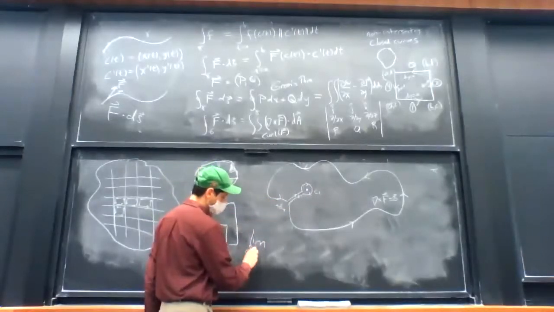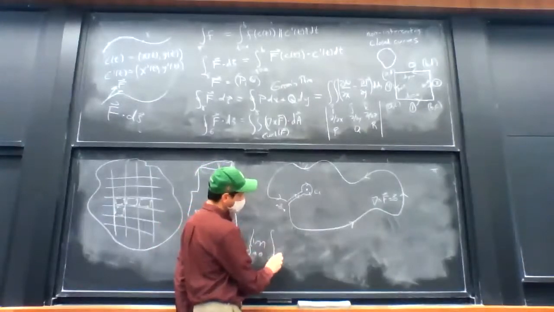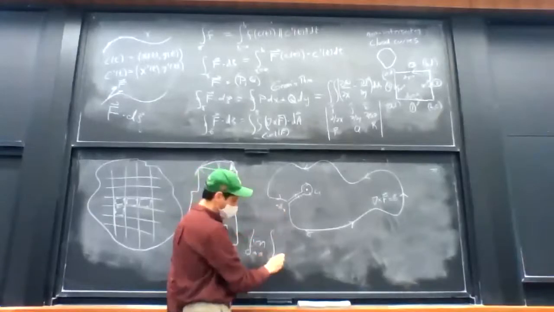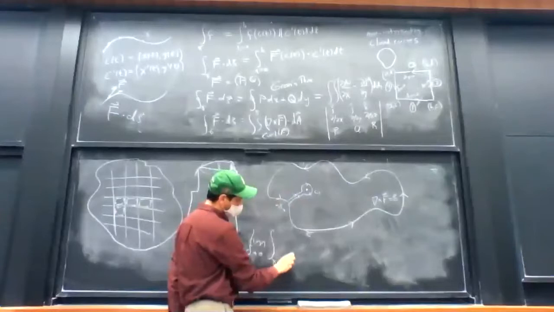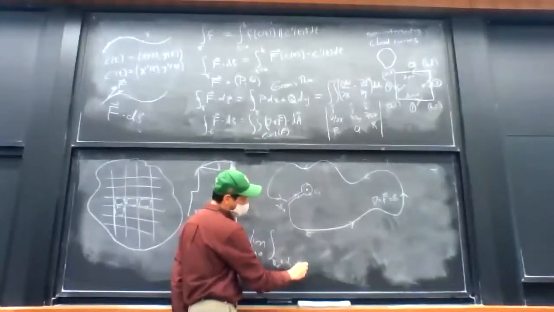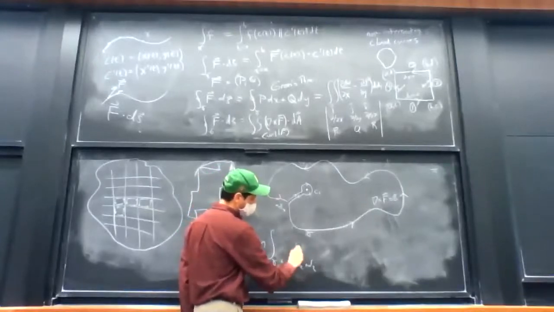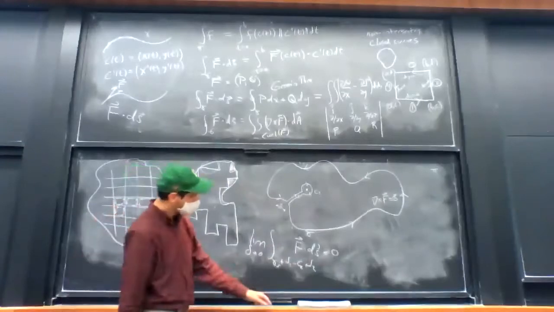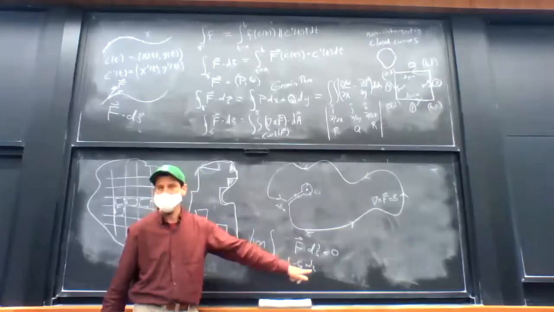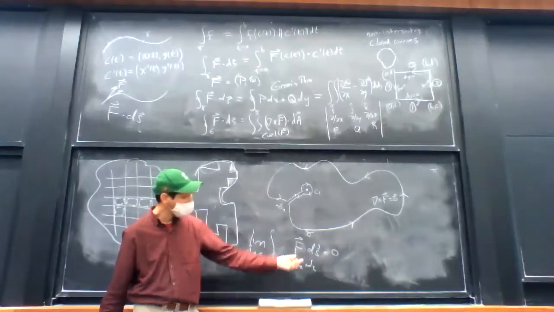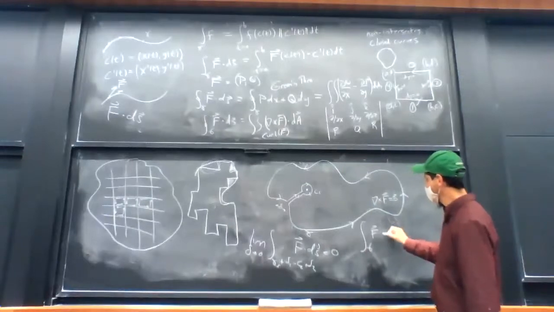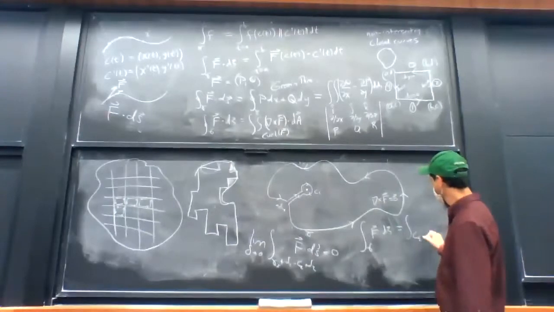So the limit as delta goes to 0 of the integral, we'll call this curve gamma sub delta to mean I'm missing that small little part here, plus, we'll call that delta 1, minus c epsilon, because we're going through c epsilon in the wrong order, plus delta 2 of f dot ds equals 0. And as delta goes to 0, this just becomes the curve gamma. Delta 1 and delta 2 cancel each other out. And then we're just left with negative c epsilon. So we get the integral over gamma of f dot ds equals the integral over c epsilon of f dot ds.